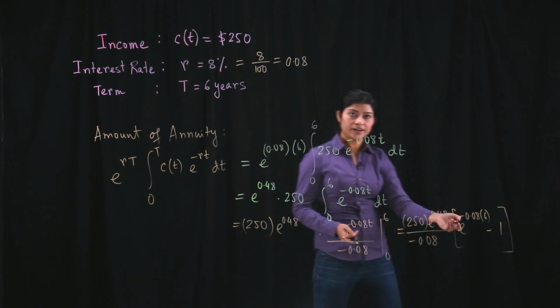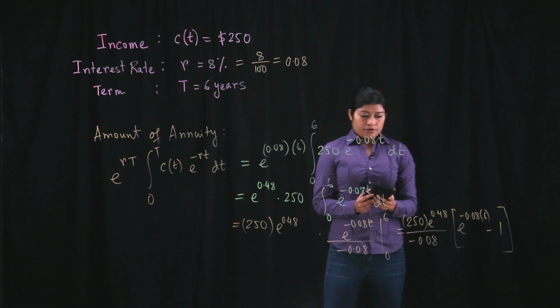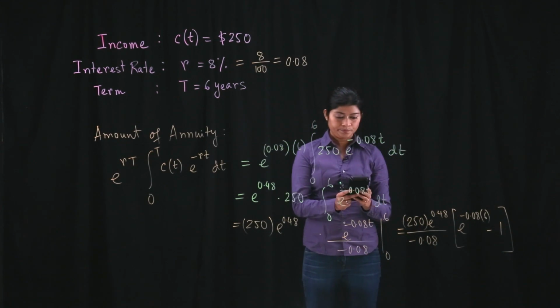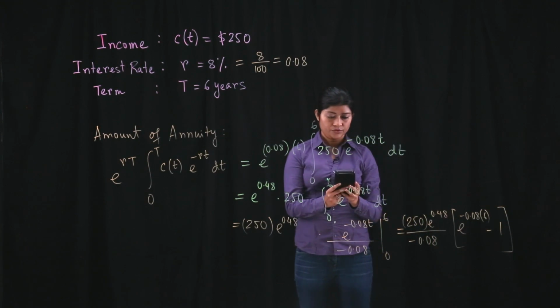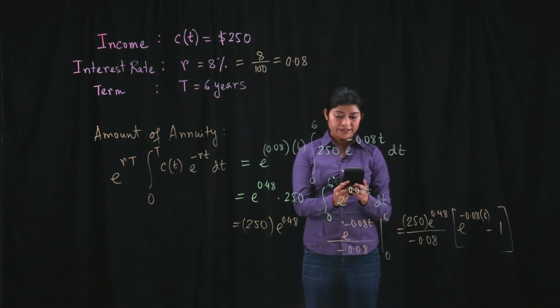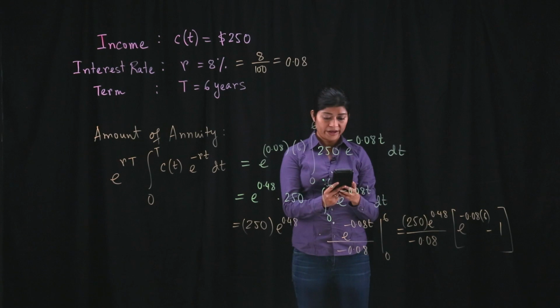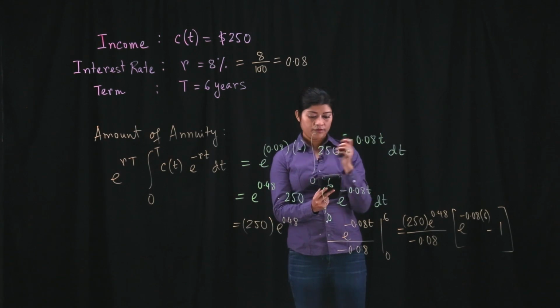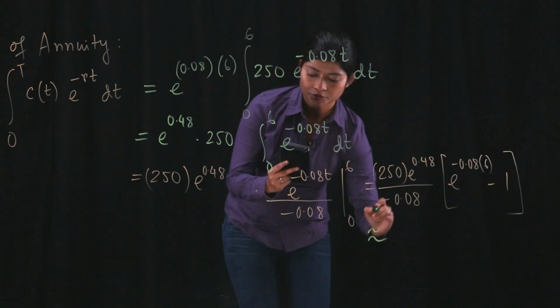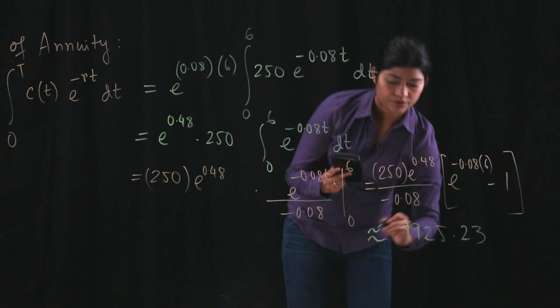All right, so let's figure out what the final amount is using a graphing utility. So plug everything in, 250 times e to the 0.48 divided by, remember there's a negative sign here, negative 0.08, and then everything multiplied to e to the negative 0.08 times 6, which is negative 0.48, minus 1. Okay, and I get about 1925.23.